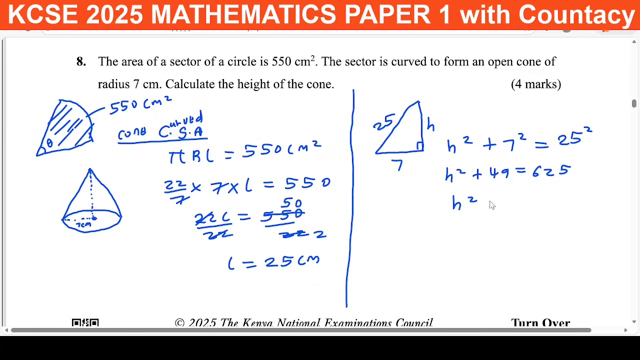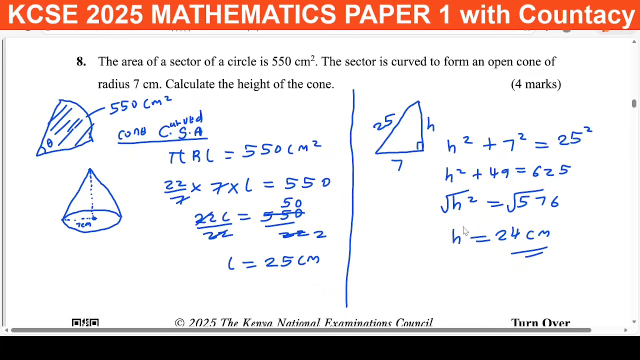And then we have h squared is equal to 625 minus 49. That's something that you can work out quite easily with your calculator, and that's going to give you 576. Finally, you find the square root, this is going to give you h is equal to the square root of 576, that's going to give you 24. And remember to input the units, because the units were given as centimeters, therefore you write 24 centimeters, and that is how you are supposed to go about that.